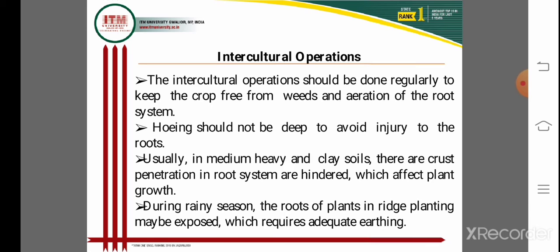During the rainy season, the roots of the raised planting may be exposed, which requires adequate earthing up for the plants. So it's very important during the rainy season for the good growth and development of the plants.